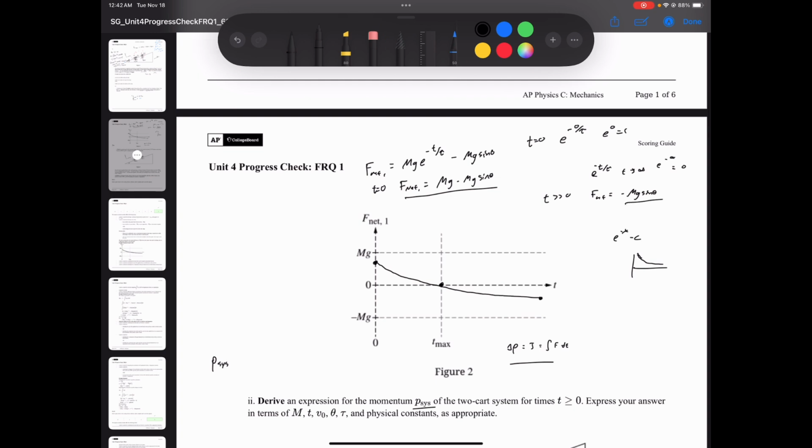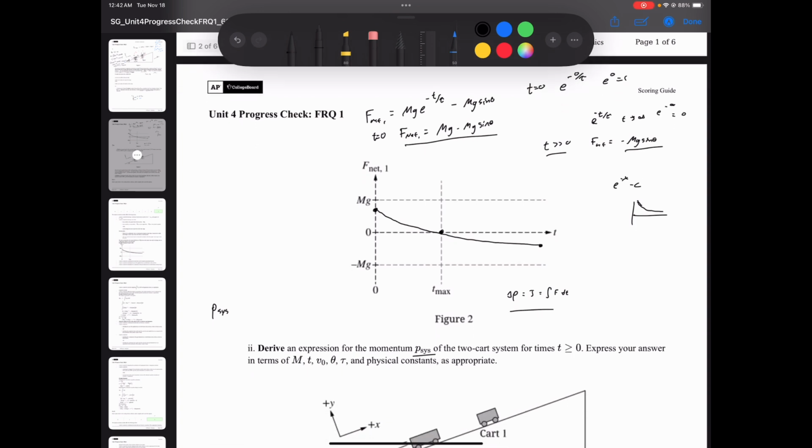And the idea with this is that at some time much greater than 0, t is going to be much larger than tau. So as t approaches infinity, you have e to the negative infinity, and e to the negative infinity is 0, right? So as t gets much larger than tau, that applied force is going to be approaching 0. And then the only force acting on cart 1 is that component of gravity pulling it down the inclined plane. Okay, so that's this critical point here.